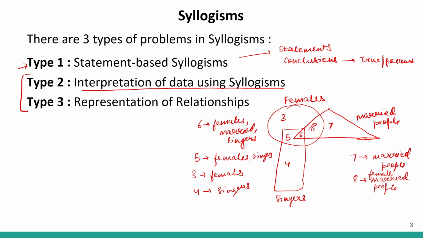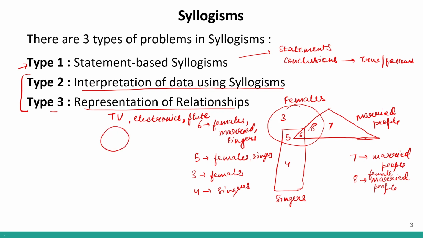Then we have type 3, which is representation of relationships. What do you mean by representation of relationships? Let's say there are three words: keyboard, electronics, and flute. Flute is a music instrument. Or instead of keyboard, let's say TV, electronics and flute. We have to identify the relationship between them and represent it using Venn diagrams.